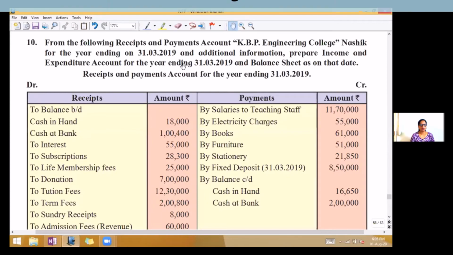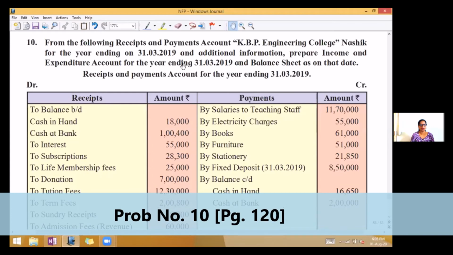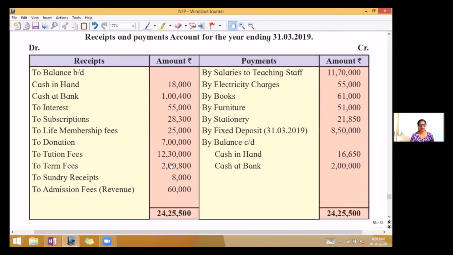Okay, now we take problem number 10 on page 120. From the following receipts and payments account of KBP Engineering College, Nasik for the year ending on 31st March 2019 and additional information, prepare income and expenditure account for the year ending 31st March 2019 and balance sheet as on that date. Now they have given us receipts and payments account.